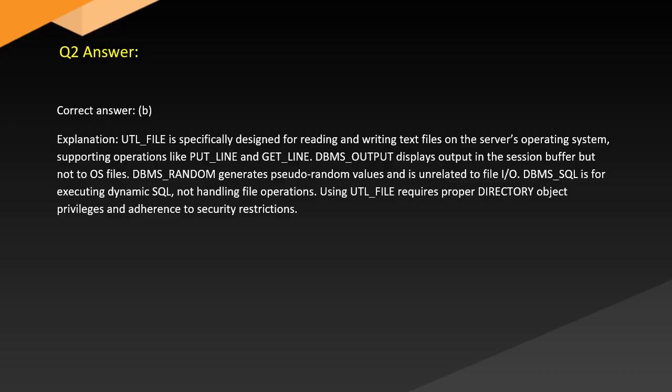Answer. Correct answer, B. Explanation. UTL_FILE is specifically designed for reading and writing text files on the server's operating system, supporting operations like PUT_LINE and GET_LINE. DBMS_OUTPUT displays output in the session buffer, but not to OS files.